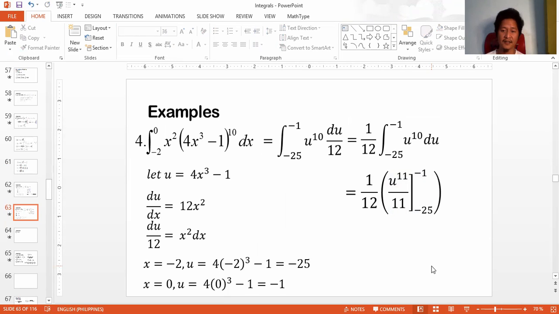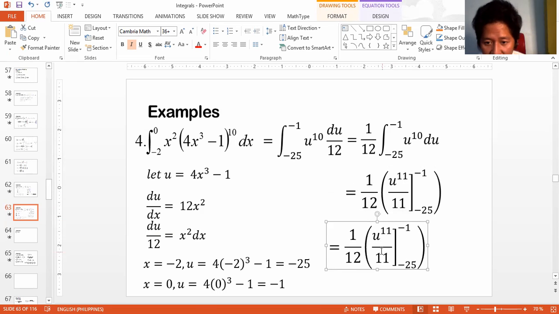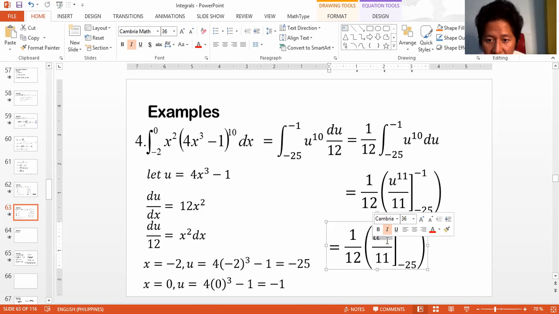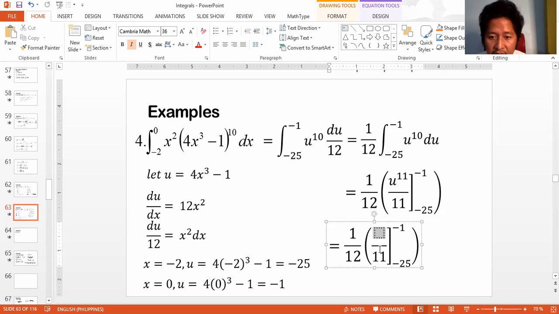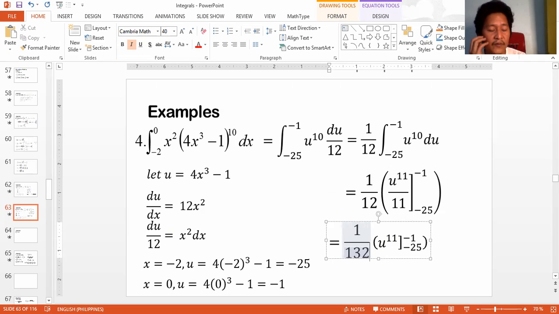Nakasunod? And then, ganun pa rin. So, we just now substitute. I remove first yung ating 11 dito. Multiply na natin para hindi na siya makasagka. So, 11 times 12. That would be 122. Ay, 132. Tama ba, guys? Times 12. So, 132. Tama.